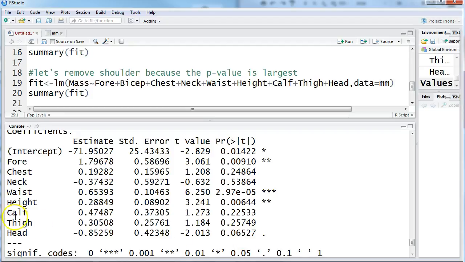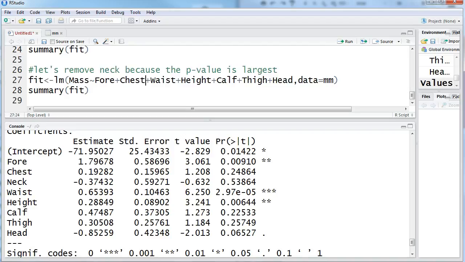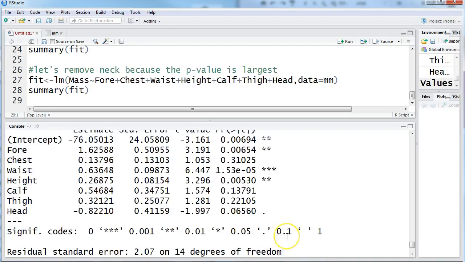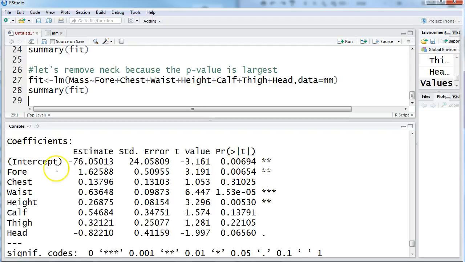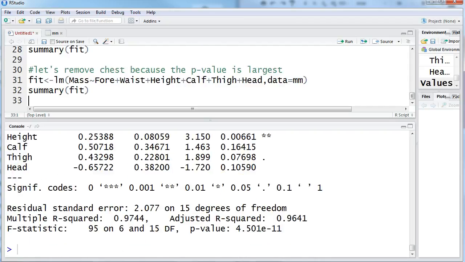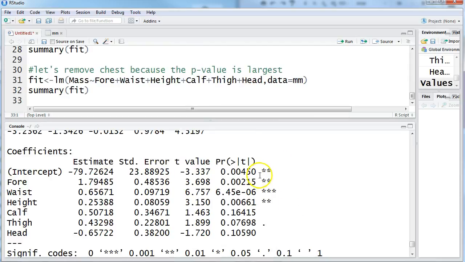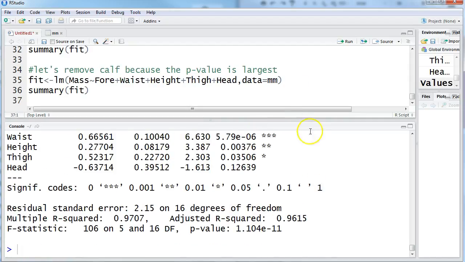If you want to tell someone's mass, you need to measure their head. Who are we going to take out next? It looks like neck here. Apparently, measuring someone's neck is not the right way to figure out their mass. Okay, forearm is definitely significant. Head is still borderline. We can make our model a little shorter. Let's try chest. With chest gone, forearm, waist, and height, we've had those the whole time. Head actually has gone up now, and look, thigh is now going down. We do have calf, which is pretty good, with a high p-value, so let's get rid of calf next.